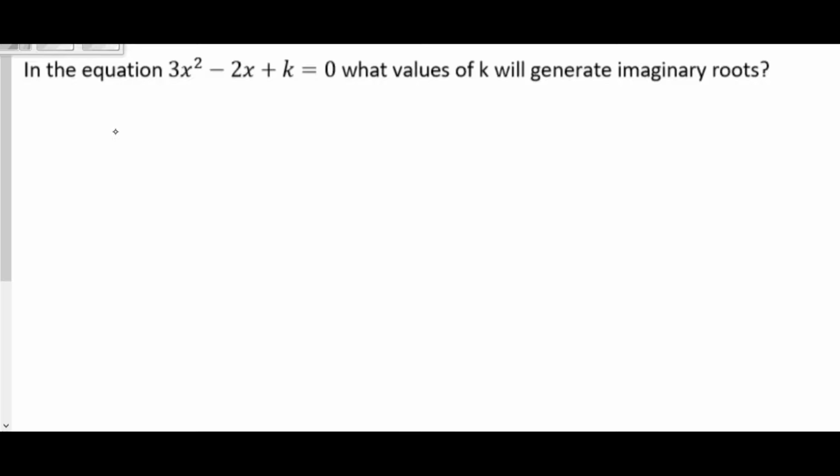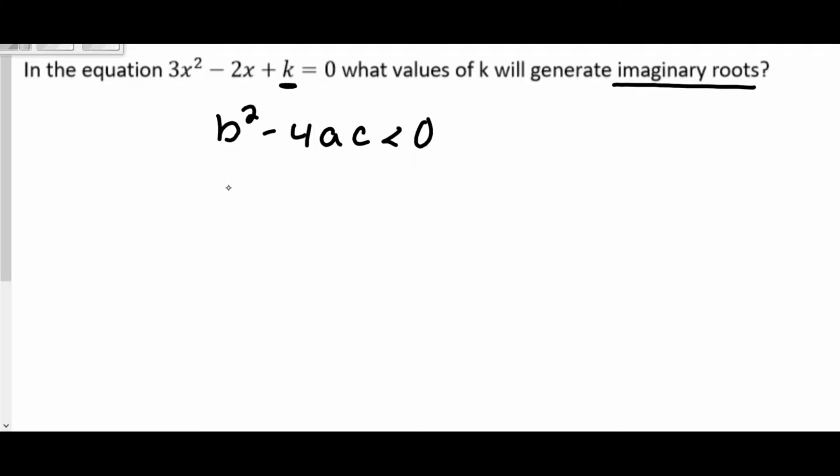X squared minus 2x plus k, what values of k will generate imaginary roots? So now we're going to use what we know about the discriminant to find this value of k that will make a quadratic equation that has imaginary roots. When we have imaginary roots, we know that our discriminant, b squared minus 4ac, has to be less than 0, because the discriminant is the number under the radical of the quadratic formula, and when the number under the radical is negative, it's an imaginary number.